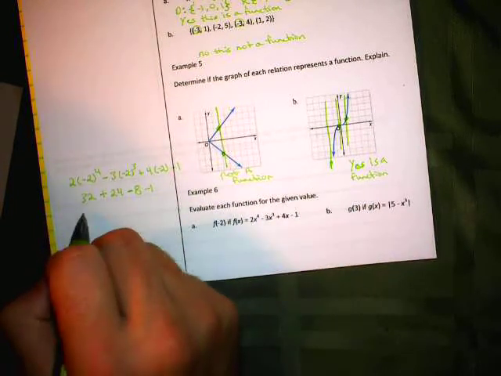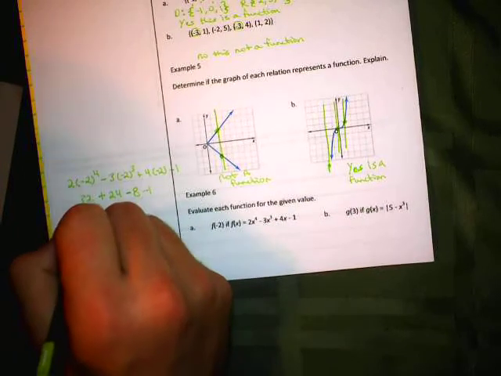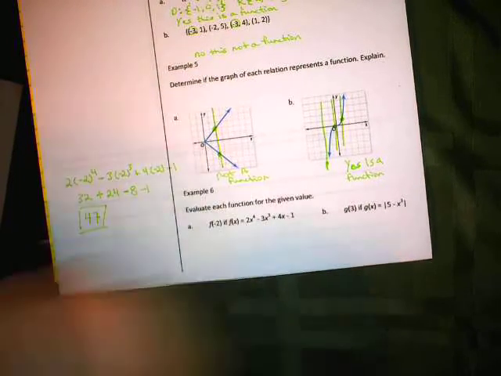Well, 32 plus 24 minus 8 minus 1 is going to give us 47. Somebody check me on math here. If I'm wrong, tell me in class, I'll give you extra credit.